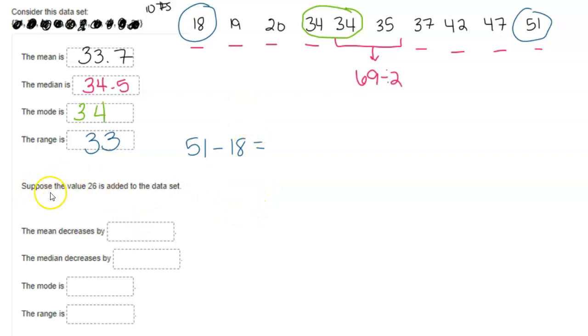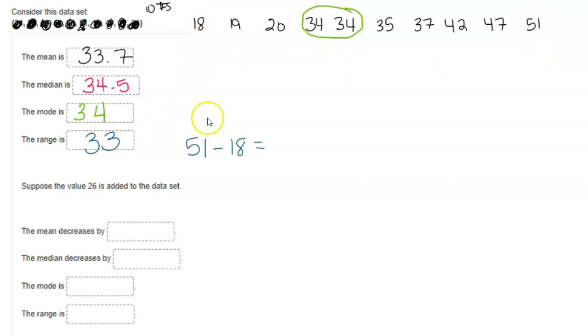So now it says, suppose the value 26 is added into the data. Okay, so let me erase all the things that I did, and it wants me to add in the number 26. So I already have these in order, but I'm going to go ahead and just put 26 right here. He's going in that spot. All right, let's talk about the mean. Suppose we add it. The mean decreases by. So we have to go ahead and figure this out again.